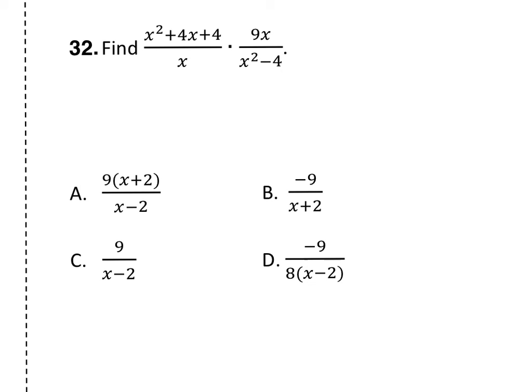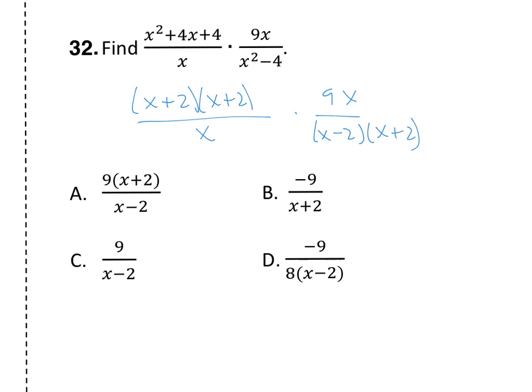Number 32, find x squared plus 4x plus 4 over x times 9x over x squared minus 4. And let's try and simplify this by factoring the first rational expression of x squared plus 4x plus 4 into x plus 2 times x plus 2 all over x times 9x over, now let's factor x squared minus 4 into x minus 2 times x plus 2.